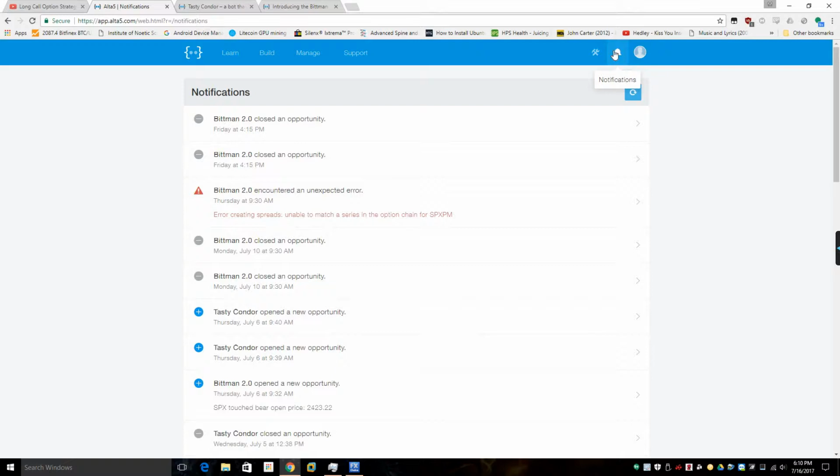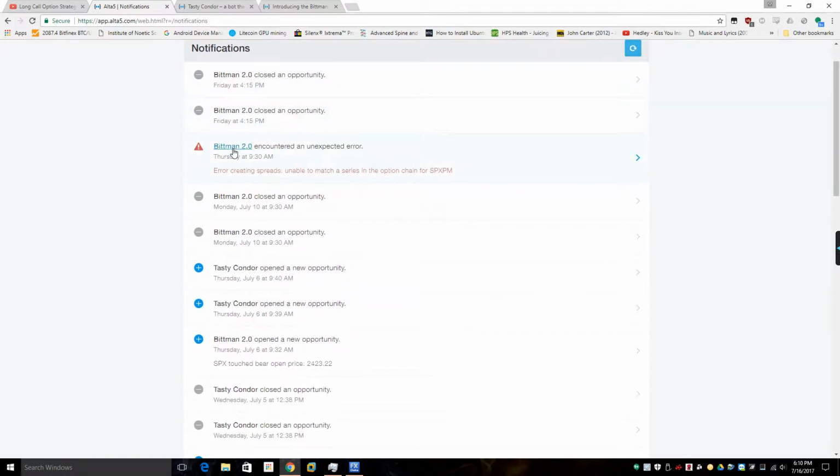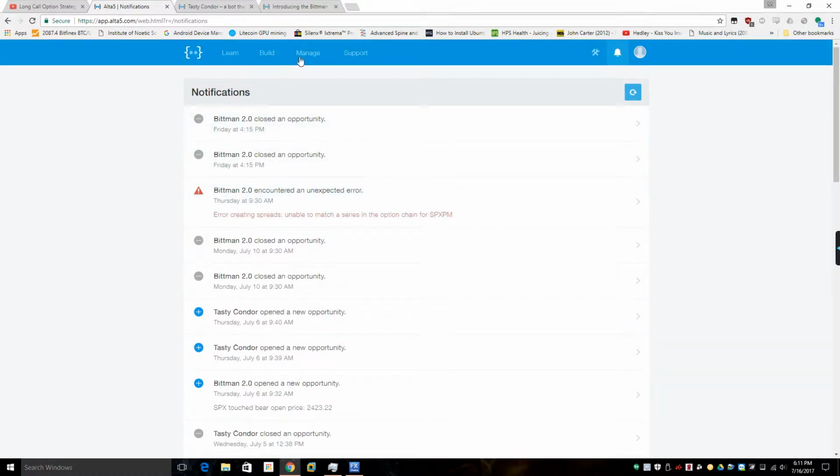Oh, here's what I wanted to show you. See how it says Bitmin 2.0 encountered an unexpected error? Error creating spreads unable to match a series in the option chain for the SPX PM. That's the issue with options. Even on this platform, Alta 5, it's not going to fill every single trade that you want, because it's going to simulate what it's like to trade in a real market. That's what I like about this website.